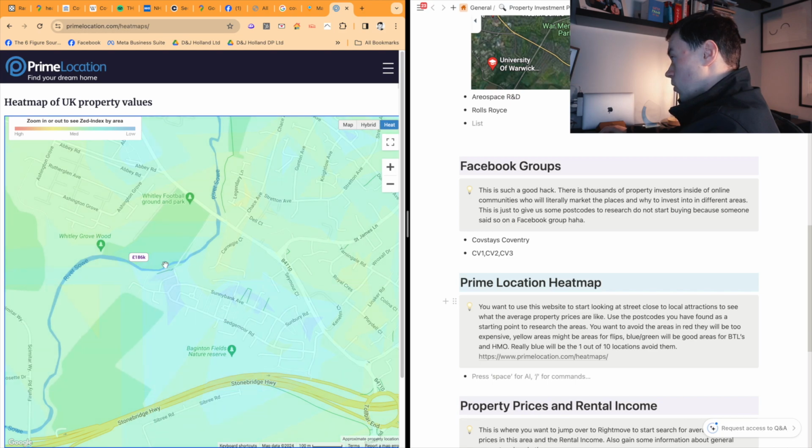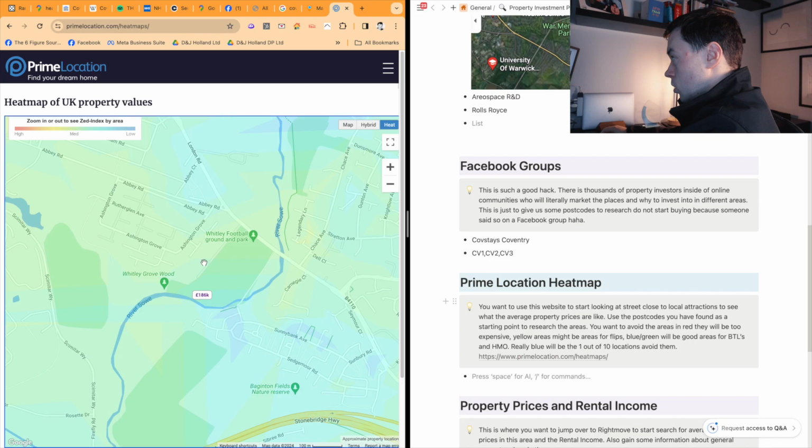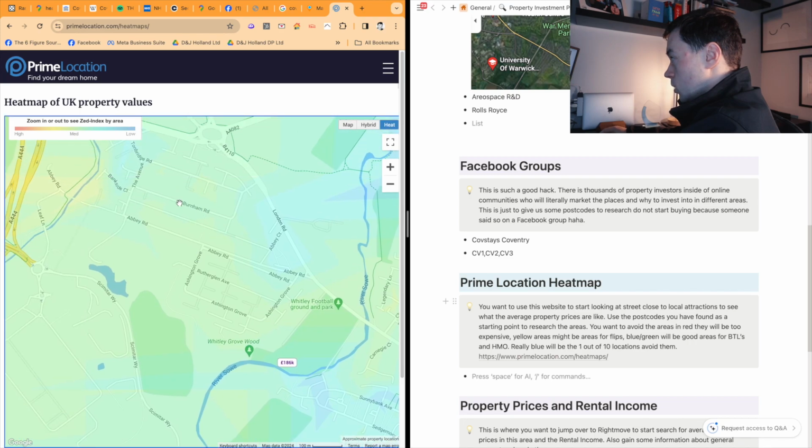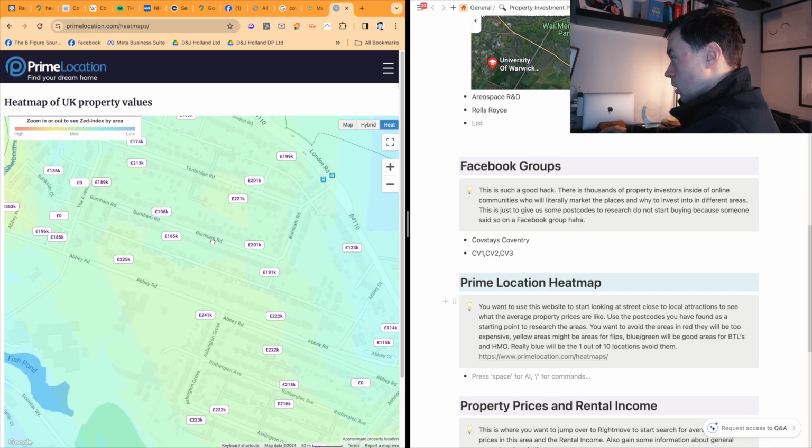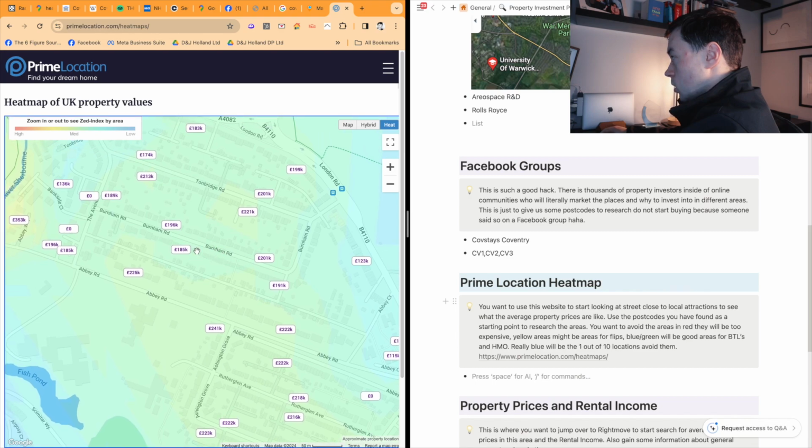So you've got little pockets there of the sort of the blue. We're looking for the sort of green area. Right, here we go. Rows and rows of terraced. So this varies a lot.